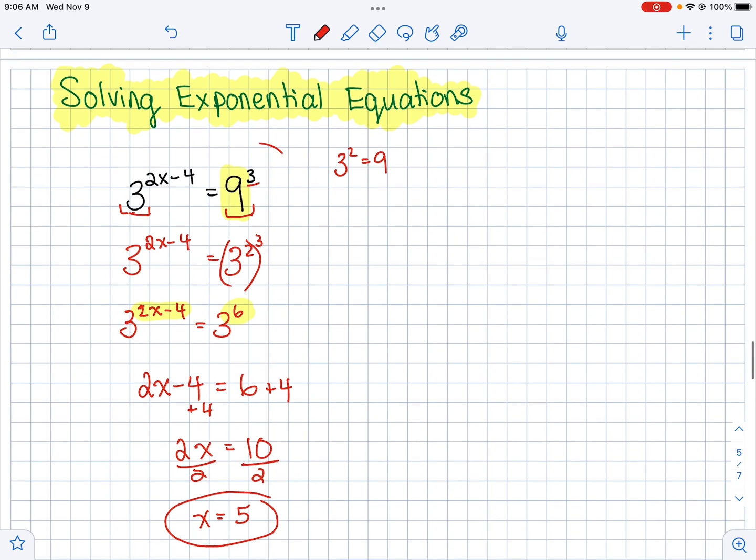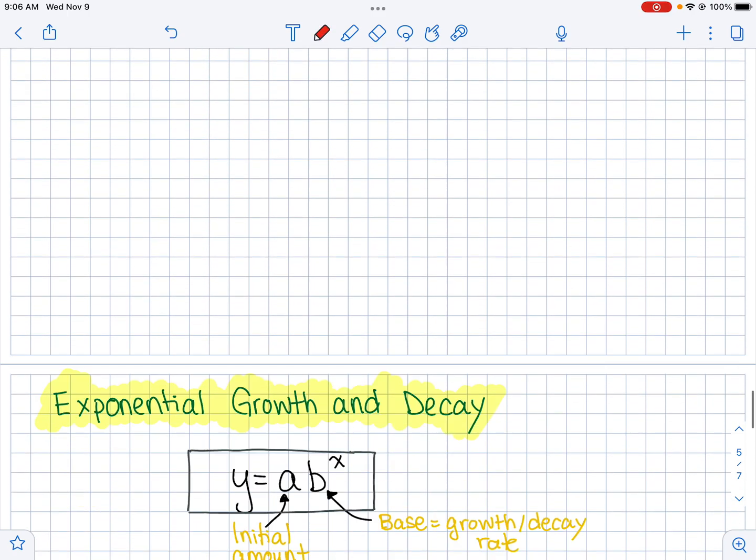And I could go back to my original and double check, if I want, by subbing it in. So 2 times 5 is 10 minus 4, so 3 to the power of 6. And I could check: does 3 to the power of 6 equal 9 to the power of 3? You could actually calculate it and see if it's true. And that's how we solve exponential equations.